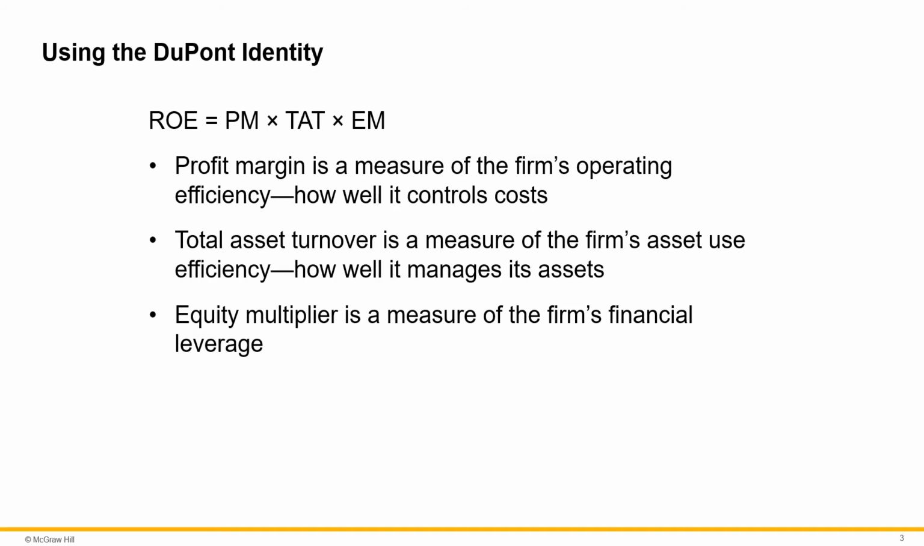So again, profit margin is a measure of the firm's operating efficiency. How well does it control the costs of the company? The higher the profit margin, the better control a company has on its costs, because sales minus costs will give us our profit margin. Total asset turnover is how well the company uses its assets, how efficiently it manages it to produce profit. And then the equity multiplier is a measure of the firm's financial leverage, meaning how much in assets does it buy with $1 of equity.